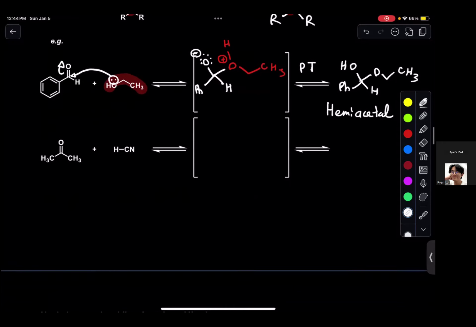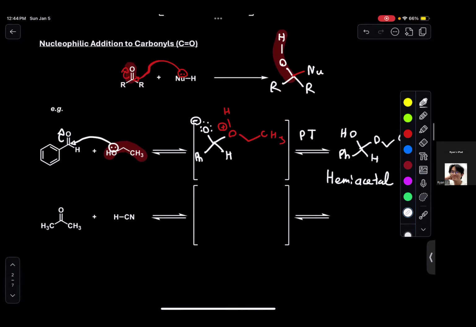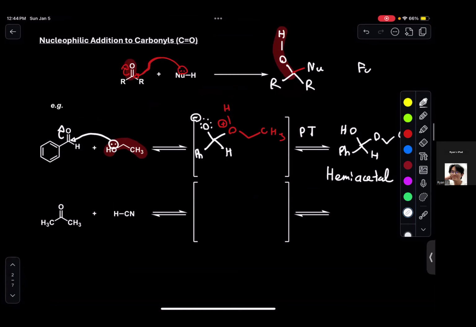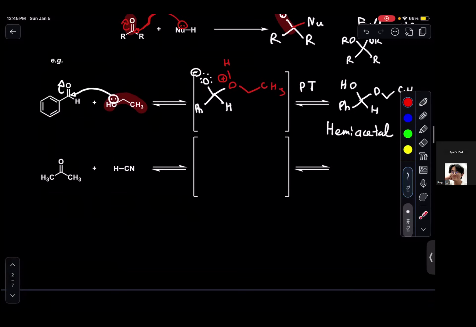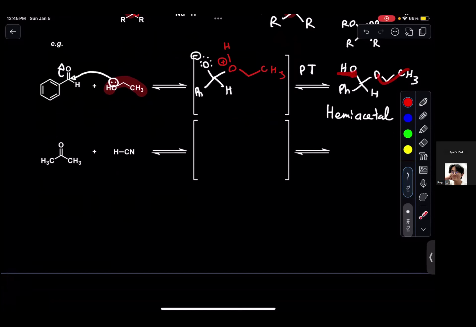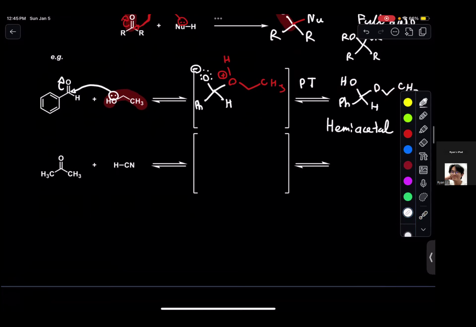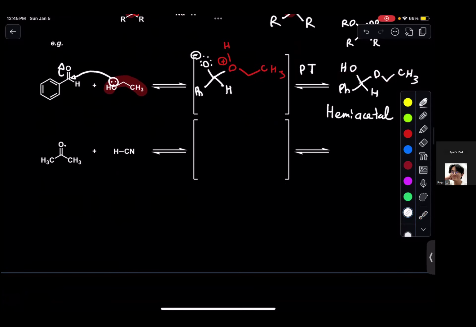A full acetal would be if you had something along the lines of this. You have R, R, and you have OR on top, OR right there. But since we don't have esters on both sides over here, so to speak, we don't have this. We have an OH here, so it's a hemiacetal, only half an acetal. Hopefully that makes sense.